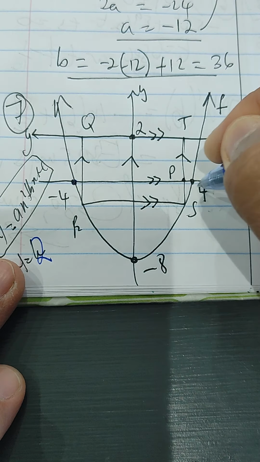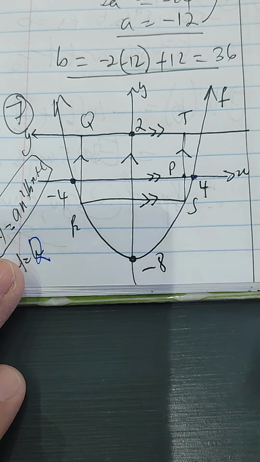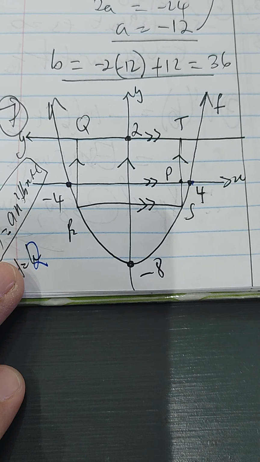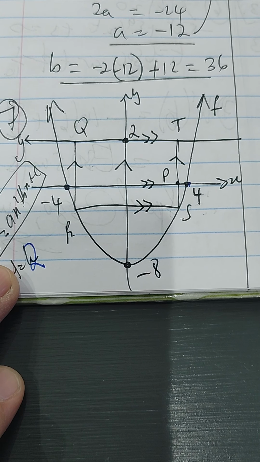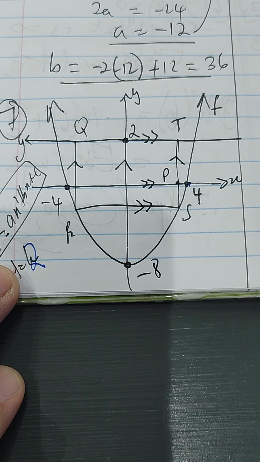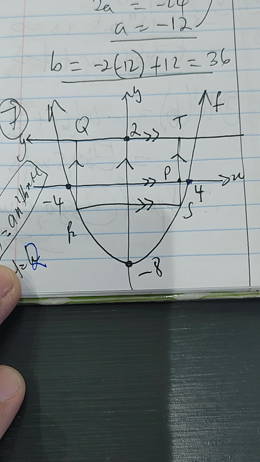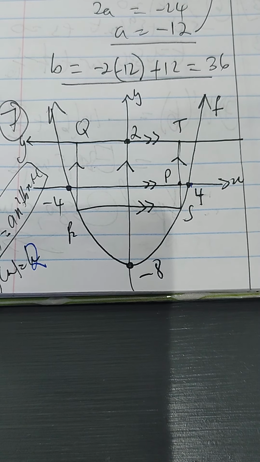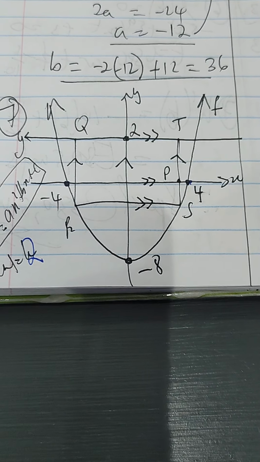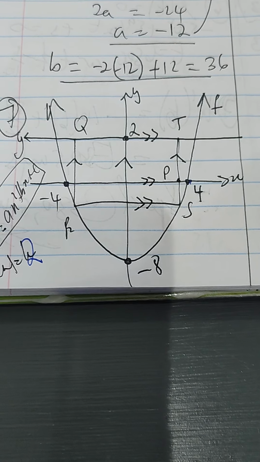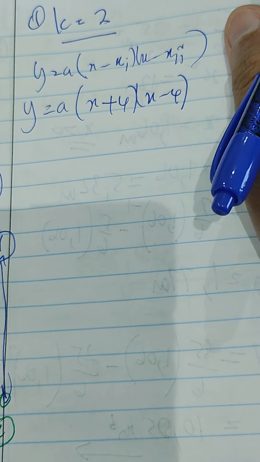So we say, okay, here's two x-intercepts. So how do we calculate a? When we have two x-intercepts, you follow the formula. y is equal to a into x minus x1 and x minus x2. Those are your two x-intercepts. x1, x2 are your x-intercepts. So then you'll say y is equal to a into x plus 4 and x minus 4. So in other words, I still need to solve for a.